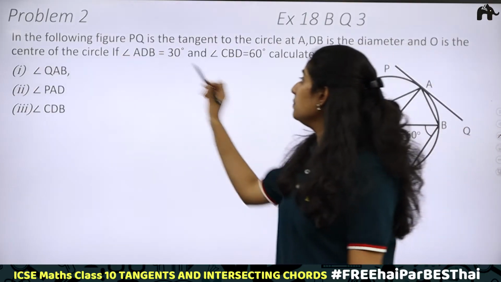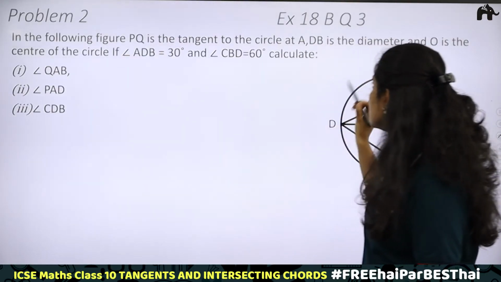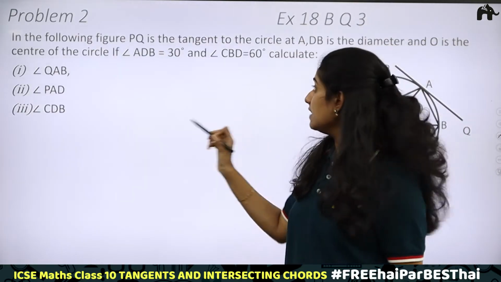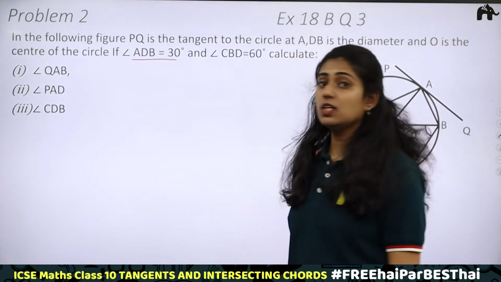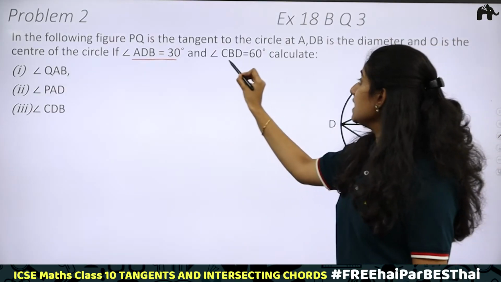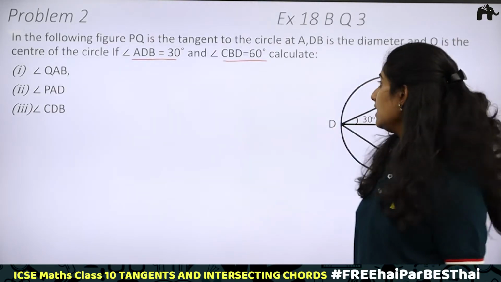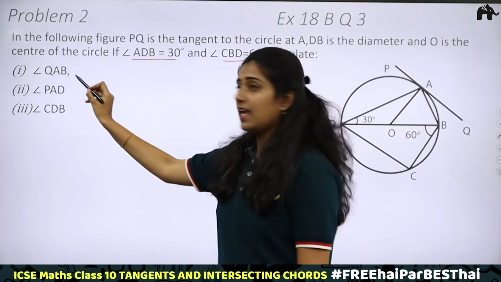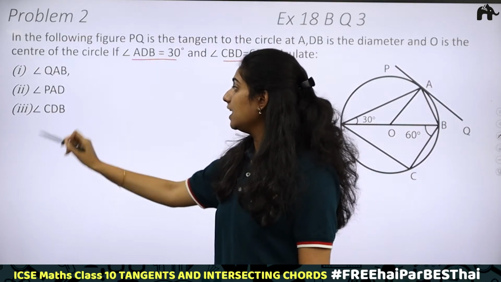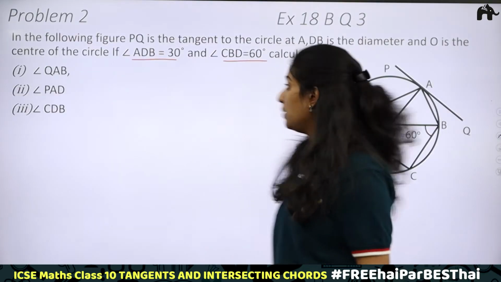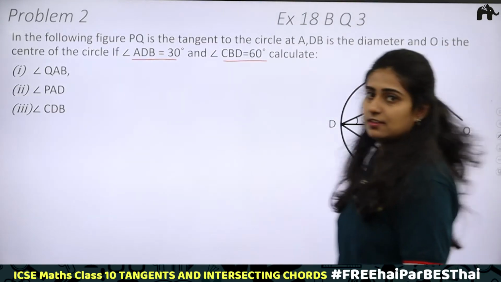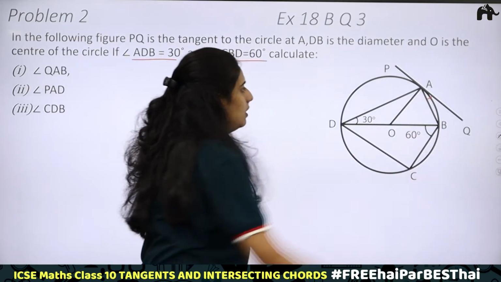In the following figure, PQ is the tangent to the circle at A, DB is the diameter and O is the center of the circle. If angle ADB is equal to 30 degree and CBD is equal to 60 degree, we have to calculate first one QAB, second PAD and CDB. QAB is this angle. So first we have to find QAB.